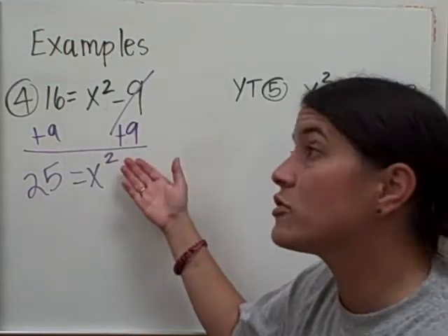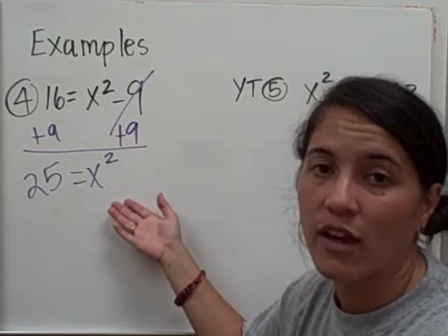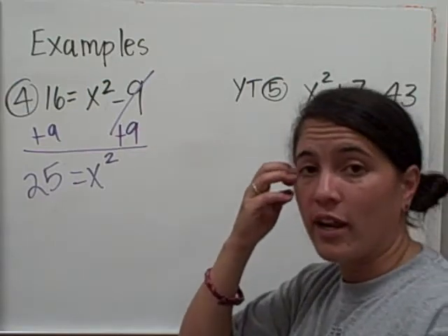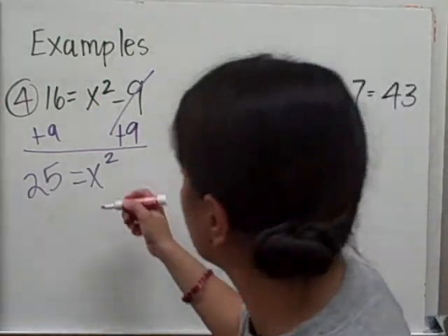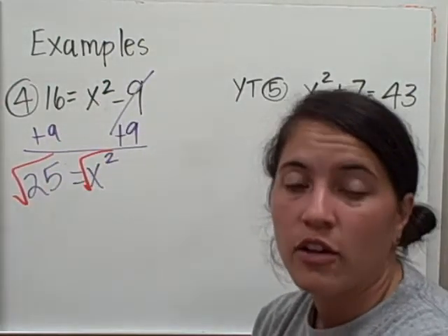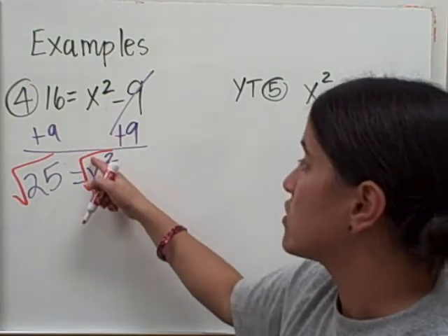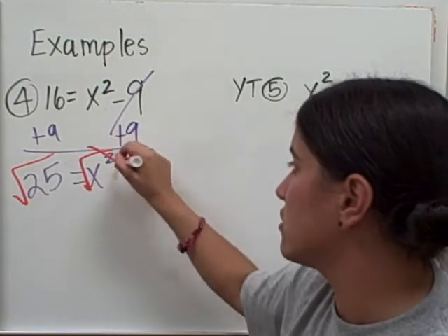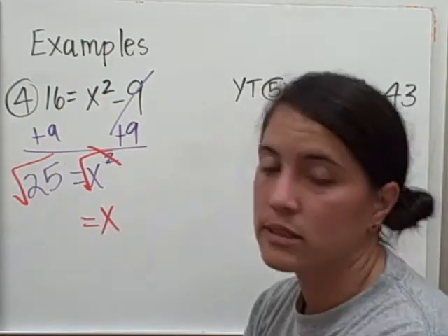So what is the inverse operation of x squared? The inverse operation of a square is called a square root. So I'm going to take the square root of both sides. Do that on your paper. The square root and the square cancel each other out, leaving me with x.